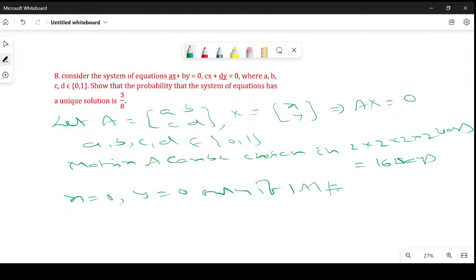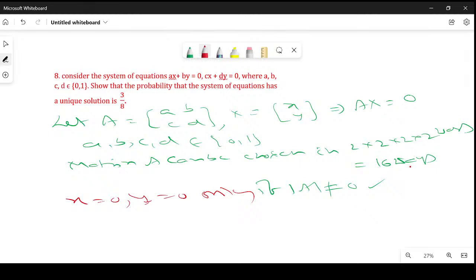When the system has a unique solution, it is possible only when x equal to 0, y equal to 0, if that determinant A is not equal to 0. That is important here. I can write x equal to 0, y equal to 0 only if that determinant A is not equal to 0, because this is the unique solution of the given homogeneous system.